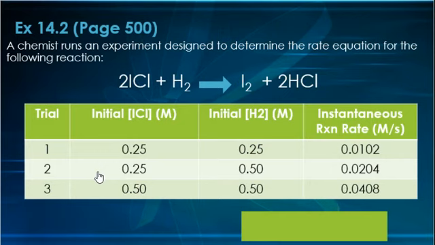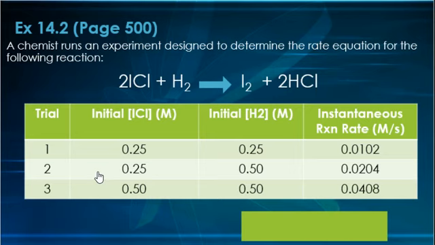Okay, so now what we want to see is what's happening over here. We have 0.25 for H2 over here, and then we have 0.5 and 0.5. So notice here, if I have both of them at 0.25 molarity, I'm going to end up with an instantaneous reaction rate, we just call that R, our R right there, at 0.0102. So we're now going to base everything off that number.